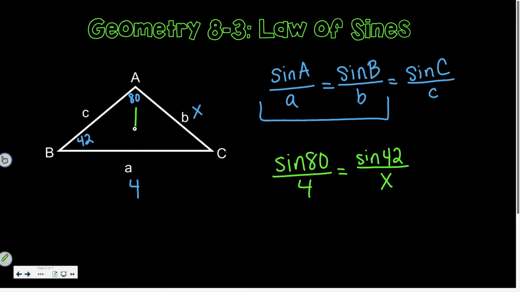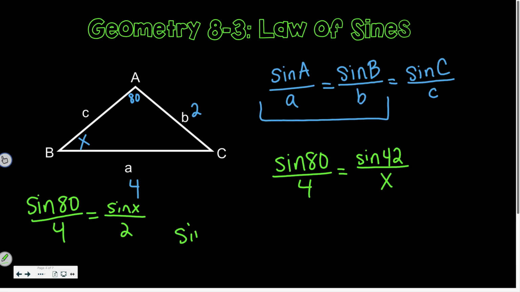If you need a refresher on how to solve for x, be sure to ask for some help. If this was 2, and I wanted to know what this angle was, you would set it up as sine of 80 over 4 equals sine of x over 2, and you'd solve for x. At the very end, because you want the angle, you have to take the inverse. So you take the inverse sine of 2 sine 80 all over 4.